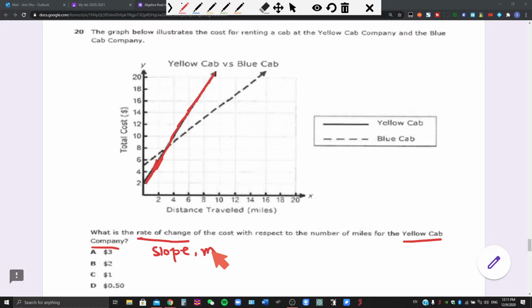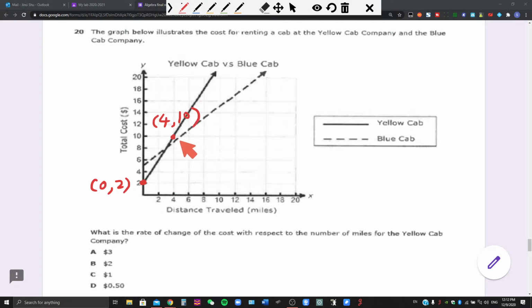Now, how to do the slope? We need 2 points, and the 2 points better be easy for us to count. So maybe this one is a good one because it's at x is 0, y is 2. So we have 0 and 2. And let's pick another point. I think maybe this one is good. It's at 4 and 10. All right, 4 and 10.